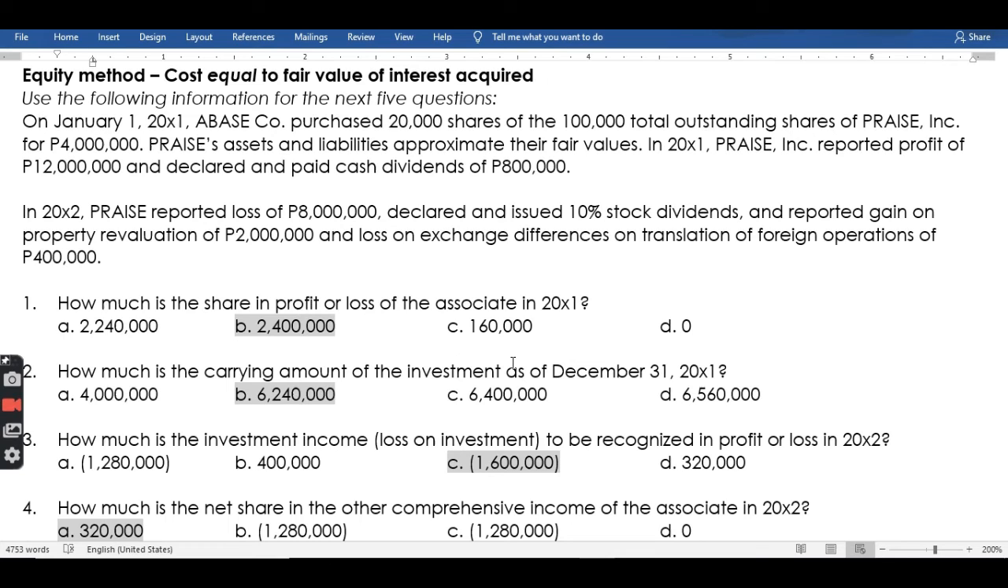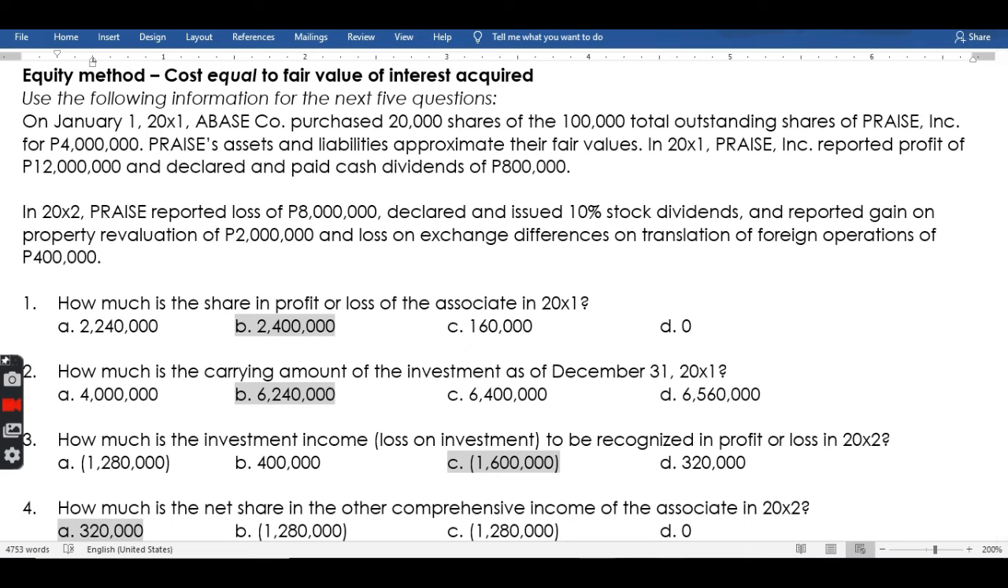In 20X1, Praise Incorporated reported profit of 12 million and declared and paid cash dividends of 800,000. In 20X2, nag-report naman ng loss na 8 million. Pagkatapos, nag-declared and issued ng 10% stock dividend and reported gain on property revaluation na 2 million and loss on exchange difference in translation naman na 400,000. Okay. So, first question, how much is the share in the profit or loss of the associate in 20X1?